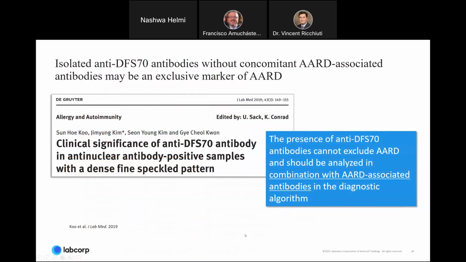Another study from Korea showed that isolated anti-DFS70 antibody without concomitant ANA-associated rheumatic disease-associated antibodies may be an exclusion marker of those systemic autoimmune rheumatic diseases. And they conclude that the presence of anti-DFS70 antibody cannot exclude ANA-associated rheumatic disease and should be analyzed in combination with other antibodies in the diagnostic algorithm.